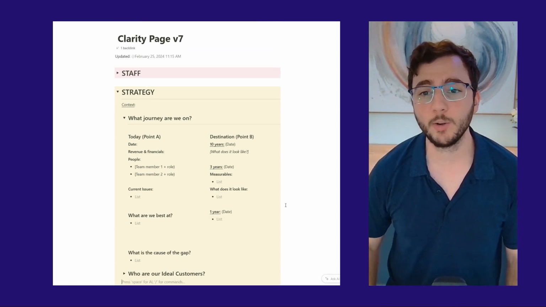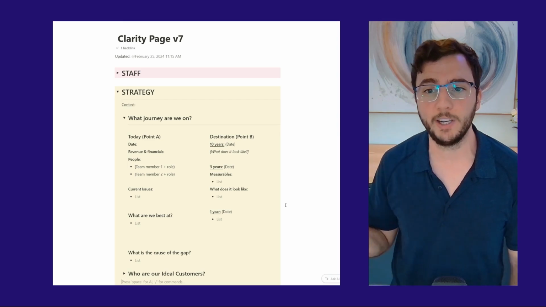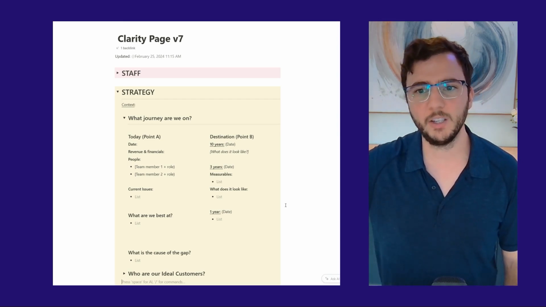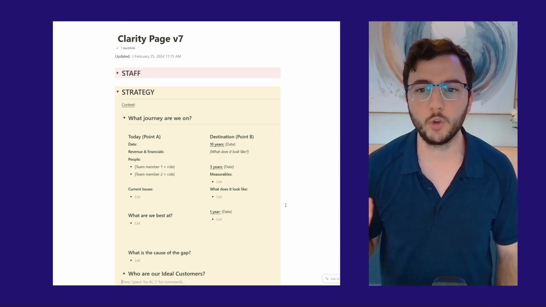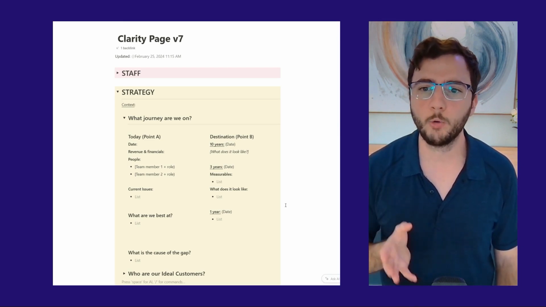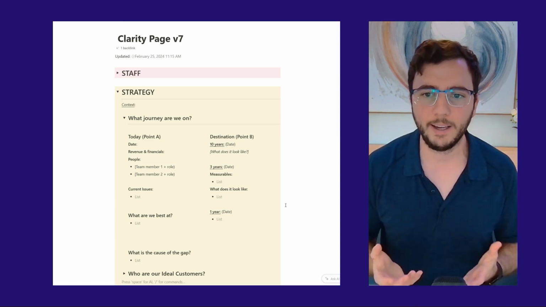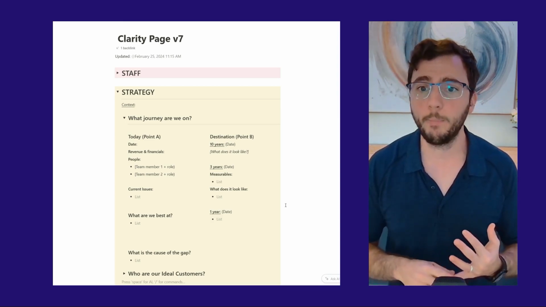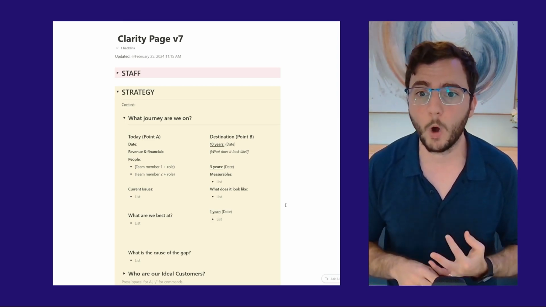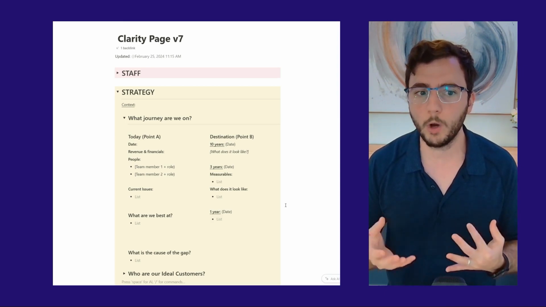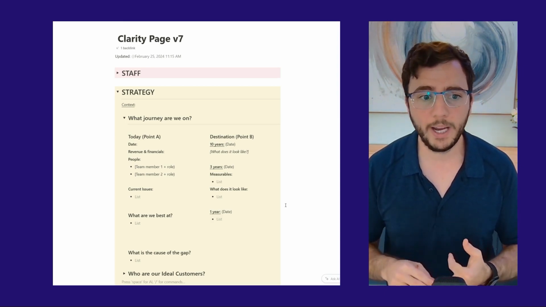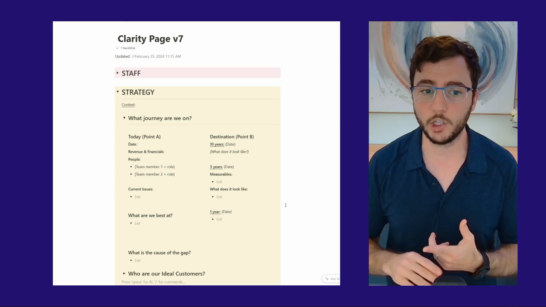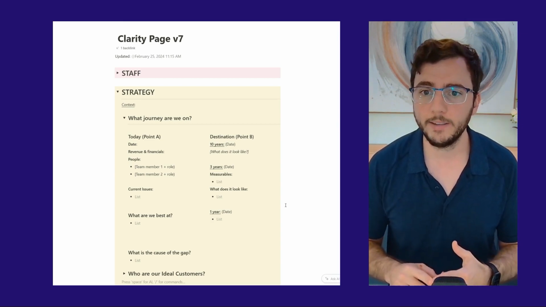A lot of business owners skip this and just create a vision. And they talk about 10 years, 3 years, 5 years, but they forget to stop and really do an internal reflection of what is happening today. That's the purpose of point A. We put on the date, we put on any financials and metrics that we want to symbolize where we are today. We talk about the people that we have, and we talk about the current issues. What is not working today?